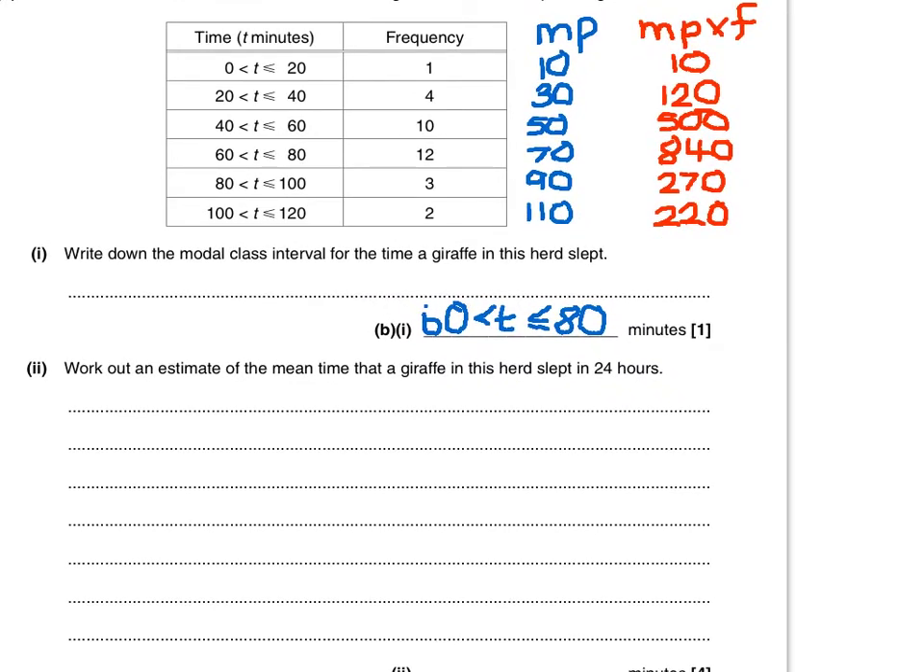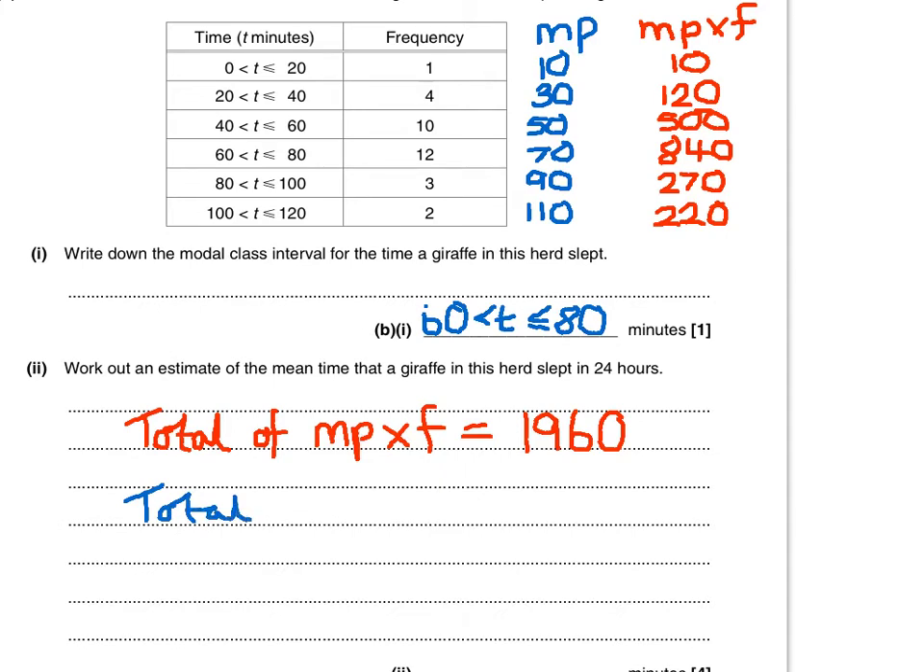So first of all, we need to find the total frequency. So in total, we'll do the total of the midpoint times the frequency first. Add all those together and we get 1960. So the mean is, add them all up, which gets 1960, and then divide by how many there are. So how many there are is going to be the total frequency. And the total frequency is 32. We get that just by adding up all the numbers in the frequency column.